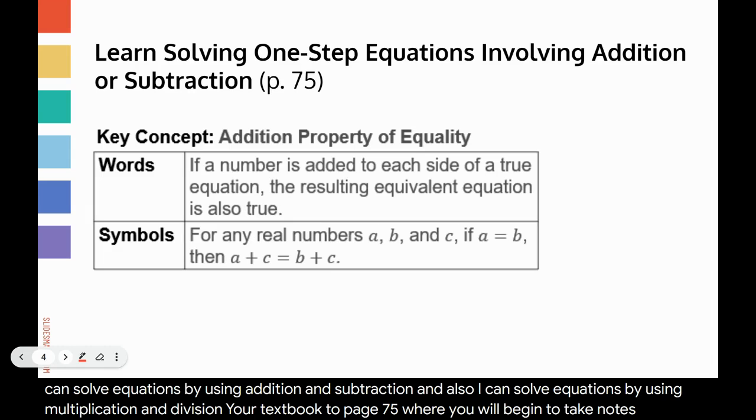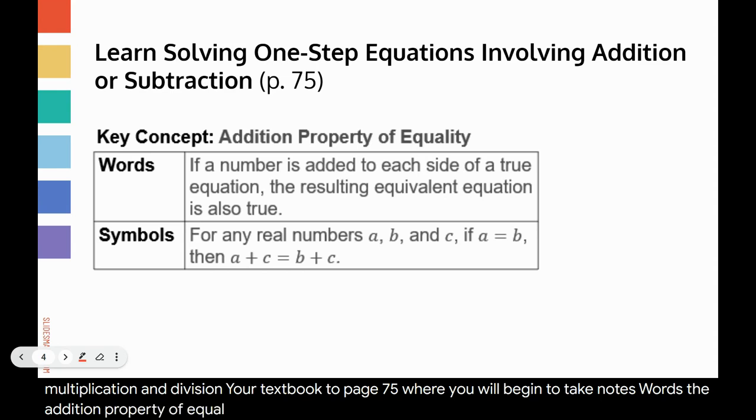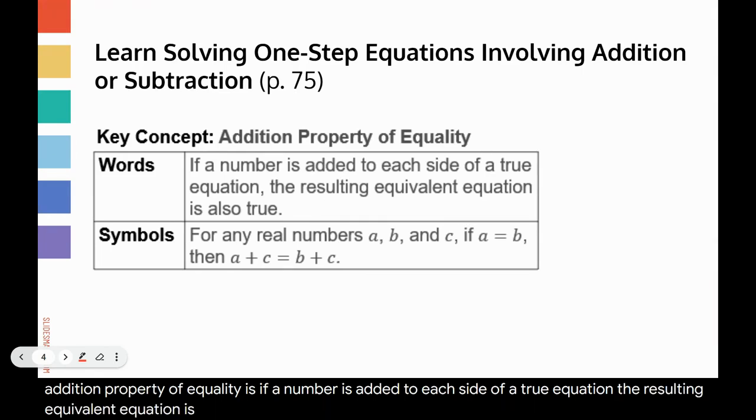So solving one-step equations involving addition or subtraction. So in words, the addition property of equality is if a number is added to each side of a true equation, the resulting equivalent equation is also true. So for any real numbers a, b, and c, if a equals b, then a plus c equals b plus c.